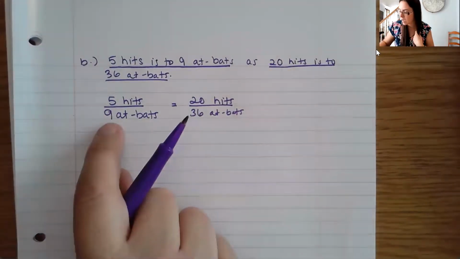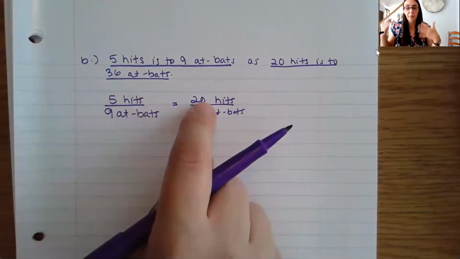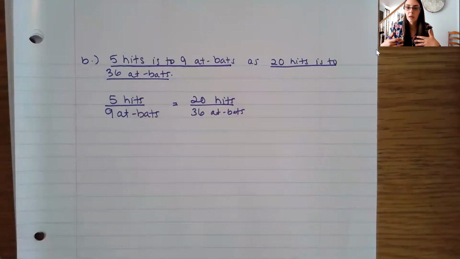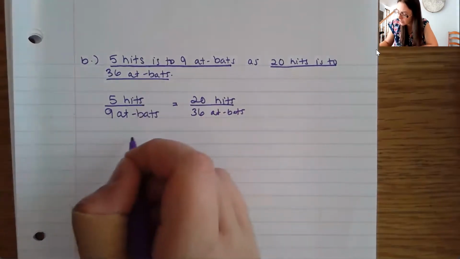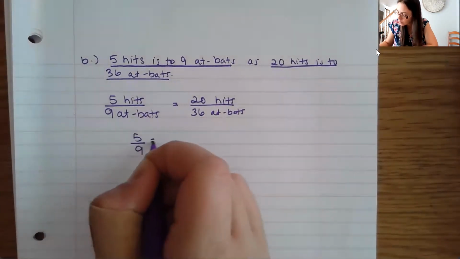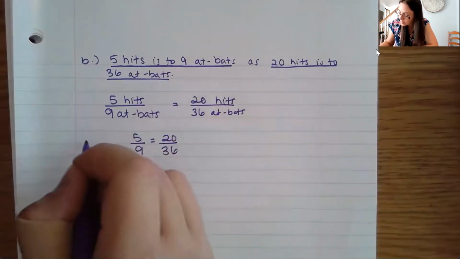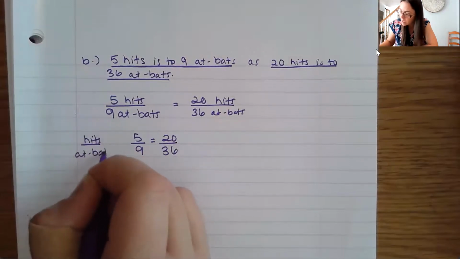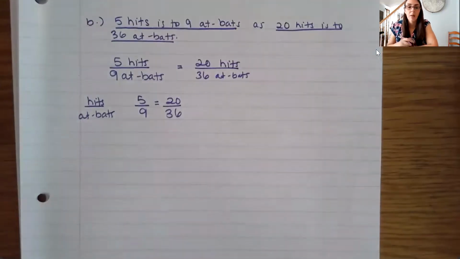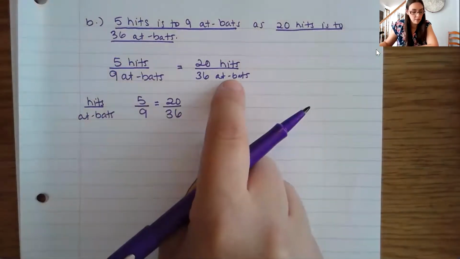And again, you can actually check that these are equivalent, right? So notice that 9 times 4 is 36, and 5 times 4 is 20. So multiplying by 4 in both the numerator and denominator will give me that equivalent fraction. So it does work out here. Okay, and again, if you prefer to just kind of have your numbers in there, you can do that. I do recommend, though, that you write the units somewhere. So, you could also do it like this: hits to at-bats, and just write that off to the side so that you stay consistent, which is really important here. So again, we're doing hits to hits, at-bats to at-bats.